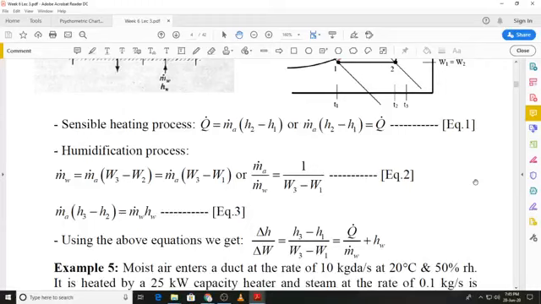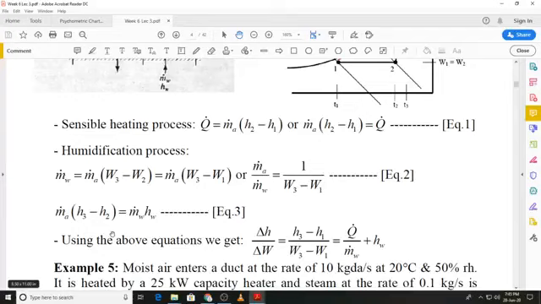So what you will do, you will add equations 1 and 3. When you add them together, on the left hand side, m dot a into h2 minus h1, to which you will add m dot a into h3 minus h2. So this term plus h2 minus h2 will cancel out. You will get m dot a into h3 minus h1, and on the right hand side you will get q dot plus m dot w hw.